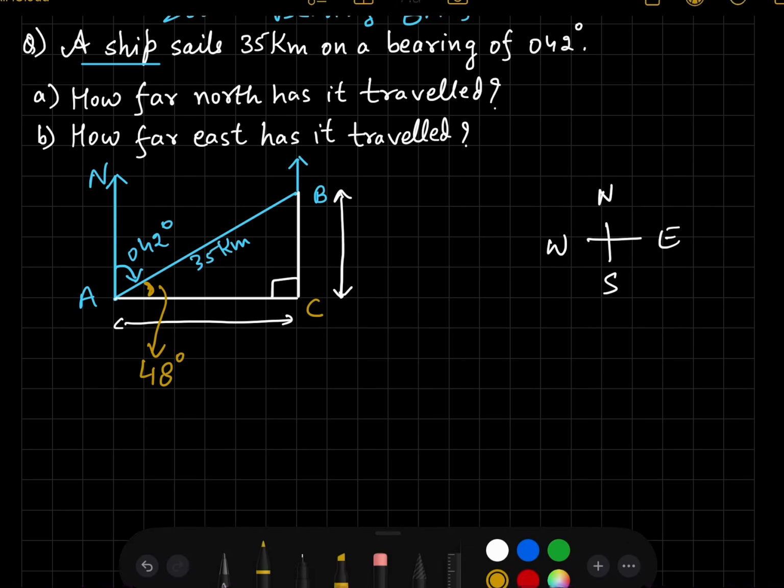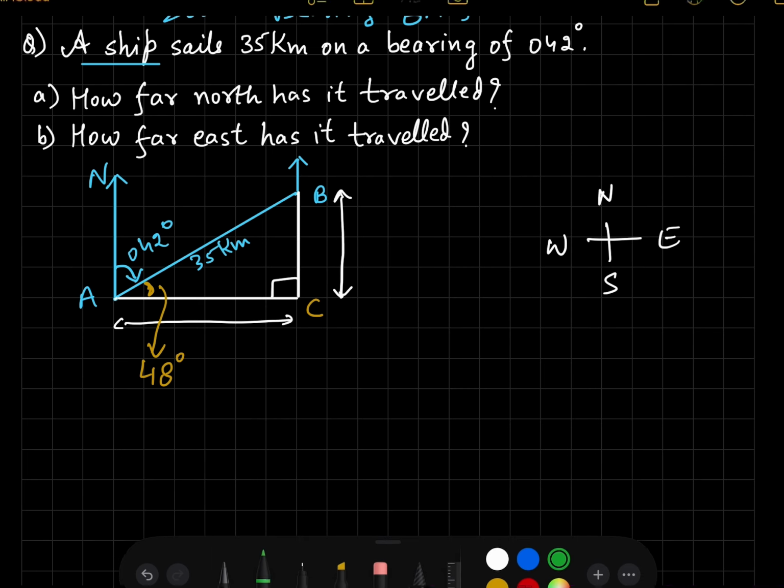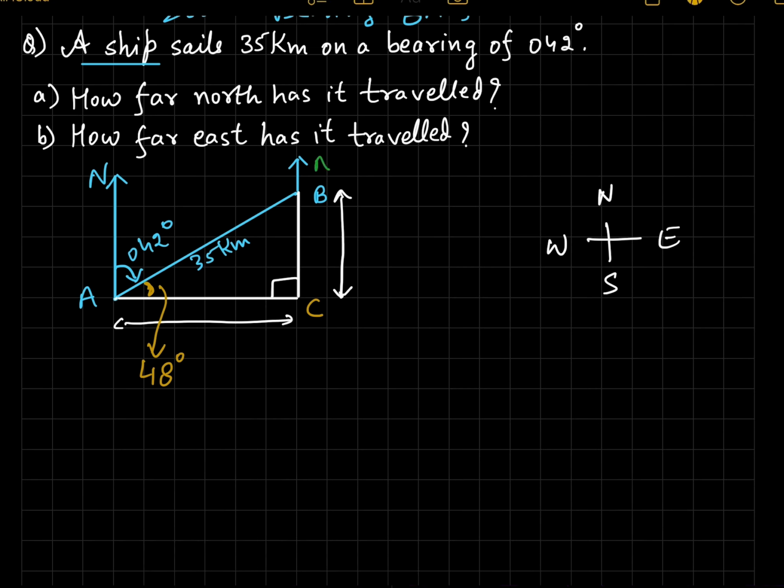Okay. So what we have to do now? We have to find the northward distance, that is this distance. Let us name it as X. And the eastward distance, let us name it as Y. I am writing northward distance as X, eastward distance as Y. Okay. So now see, this angle is 48 degrees. Opposite to 48 degrees is this side BC, X. So this is my opposite side, right?